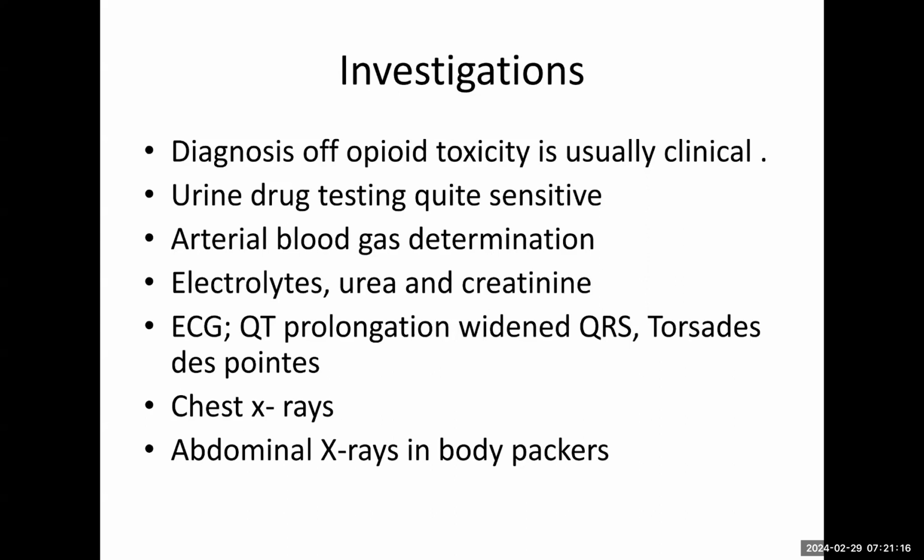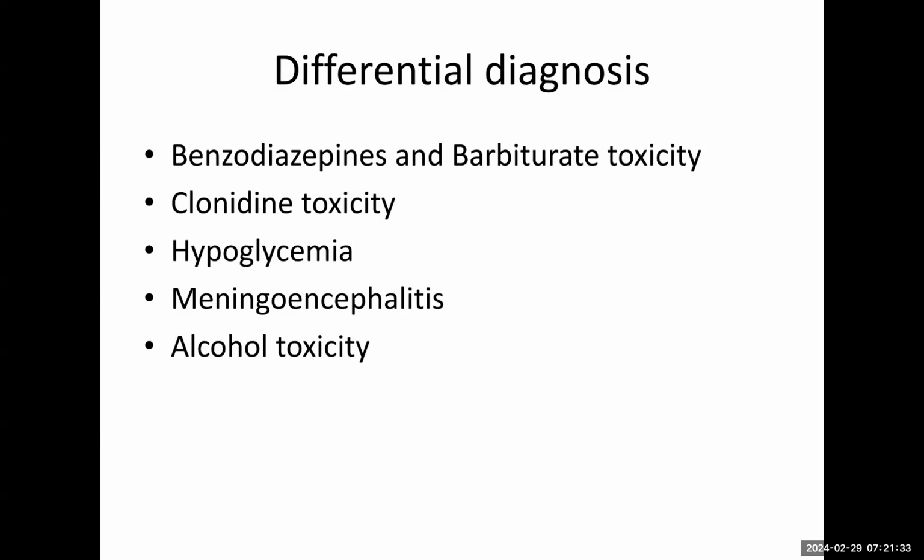Chest X-ray in cases of acute lung injury, which is commonly seen in heroin overdose. Abdominal X-rays in people who are body packers trying to transport opioids from one location to the other. Abdominal X-ray will show those facts. Differential diagnoses include benzodiazepine and barbiturate toxicity.